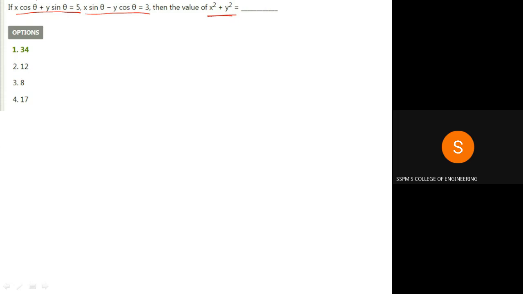Do you see any square terms in the given equations? No, there are no square terms. So what do we have to do? We have to just square these two expressions. Suppose this is 1 and this is 2. In the previous example we saw one identity. What was that? Sin square a plus cos square a is equal to 1.